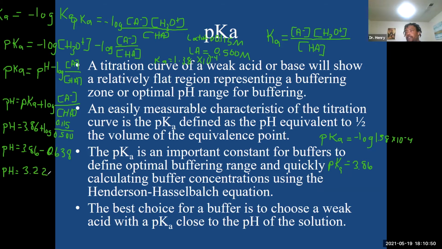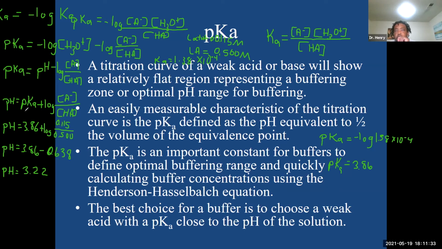Is that the same number that we got the last time? Yes. So in other words, rather than doing the whole ice table, what I could have done is just plug it into this, which is called the Henderson-Hasselbalch equation, and then just solve directly. Do you guys get that? You see the benefit of it?